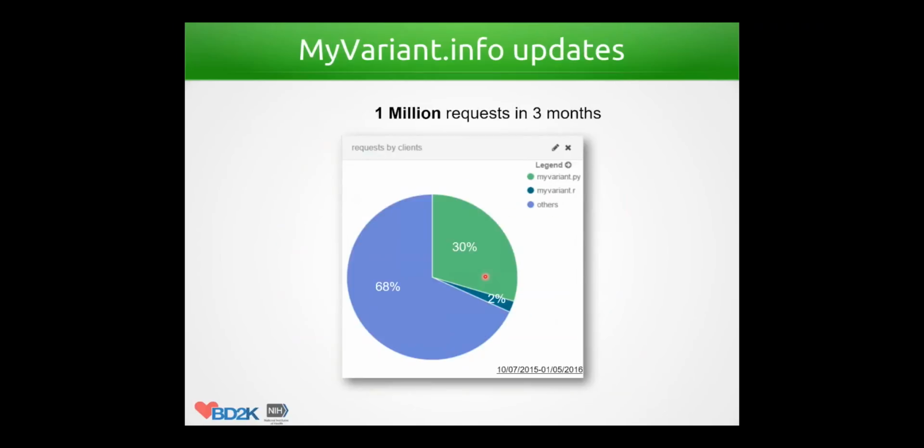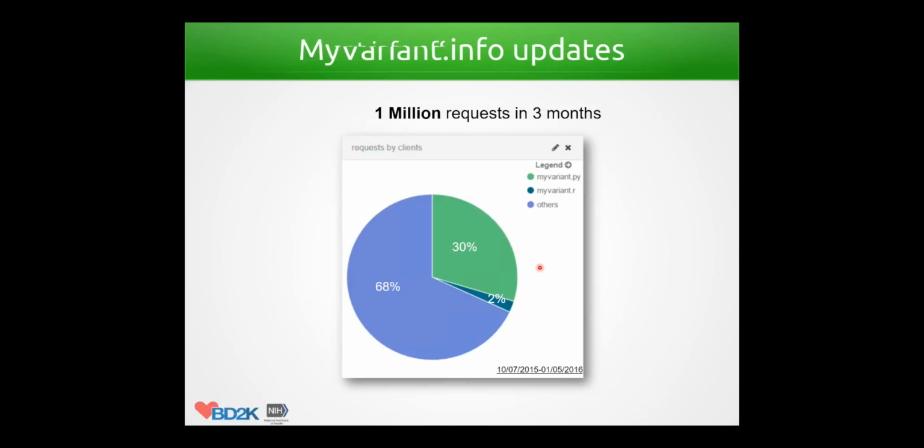We also have the usage stats for MyVariant.info. We currently have 1 million requests in the same 3 months, which is good, given that MyVariant.info is still very young, and we formally released just last year. We already see that about 30% of the usage comes from our Python client, and 2% comes from our R client. We will revisit these usage statistics later and report any updates.